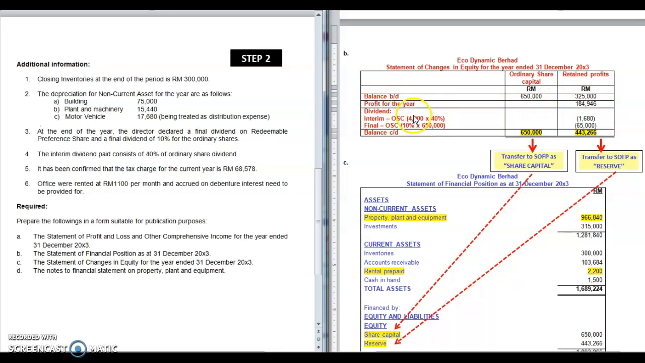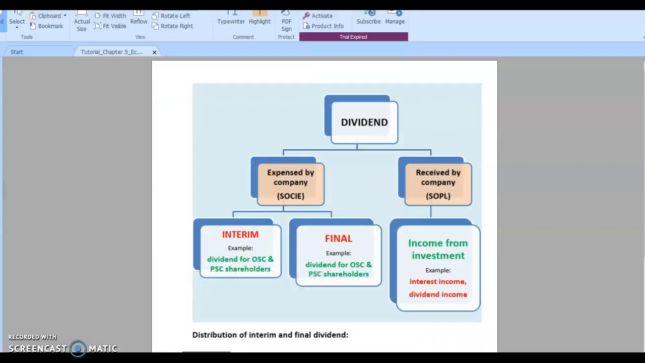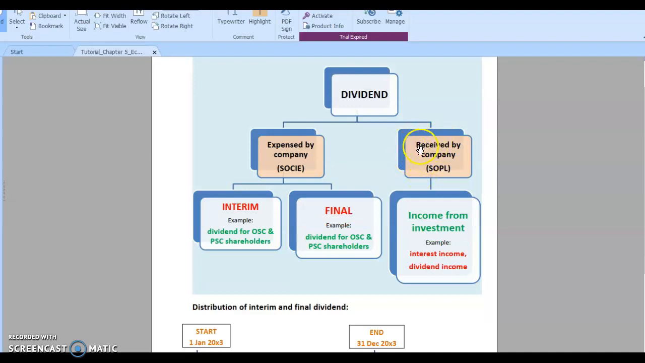Okay, the next item we have to look up is the dividend. Is there any dividend declared or paid during the year? Yes, if we refer to the additional information, number 3 and number 4, these two transactions relate to the dividend. Now, talking about dividend, let us recall what we learned in the last class. Based on this note, dividend can be divided into two categories. One is dividend that is paid by the company, and the other is dividend that is received by the company.